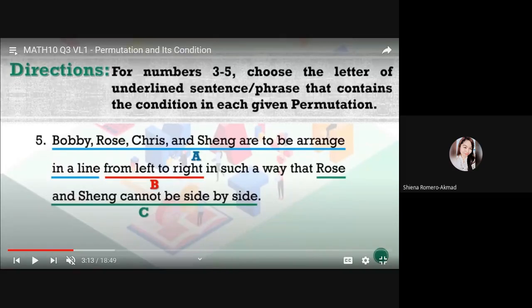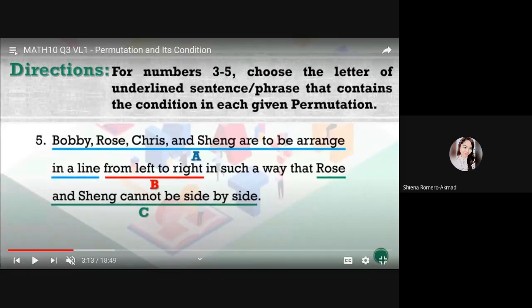Pwedeng you are given a direction where to put the element or the object. O kaya naman, you are going to place the elements together or you are going to place the elements separate from each other. Okay? Dito sa number 5, as you can see, sa letter C, we have the statement, or I mean the phrase, Rose and Sheng cannot be side by side.